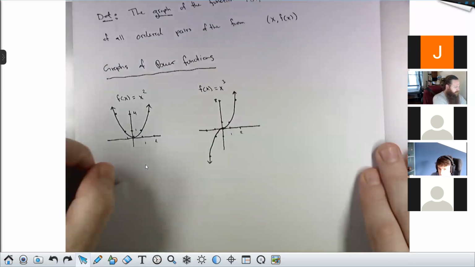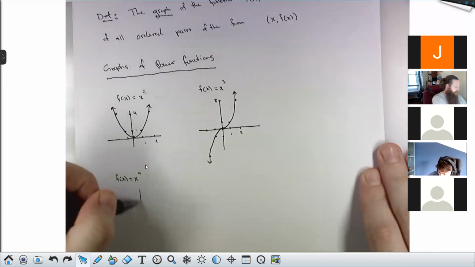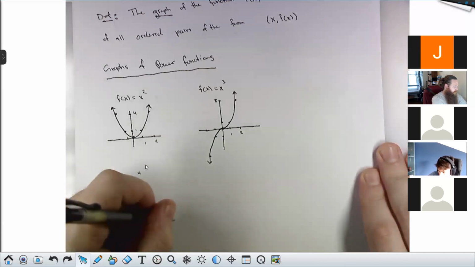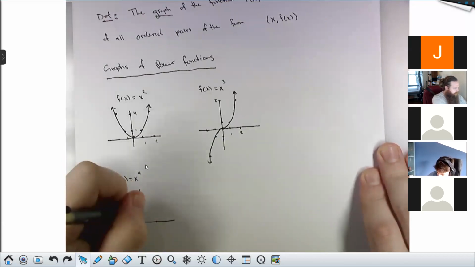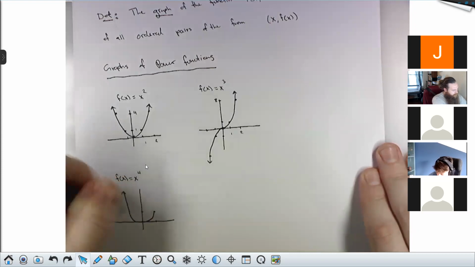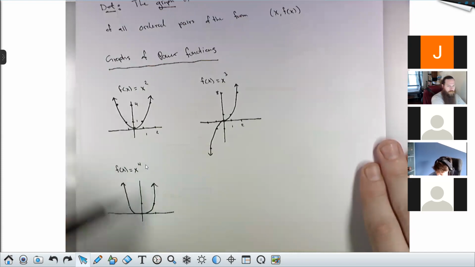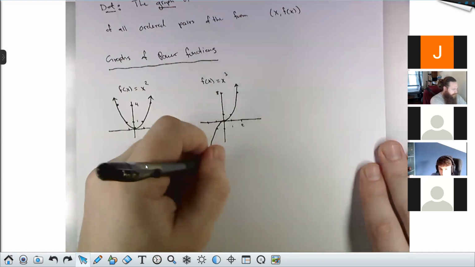I'm going to show you, for example, what x to the 4 looks like. Still going to go through 1, 1, but it's going to come down and be flatter in here. And then outside of this interval, he's going to go up much faster. Same kind of bowl shape, but this is technically not a parabola. It's flatter on the bottom and taller outside of that area. And the next odd power here would be x to the 5.